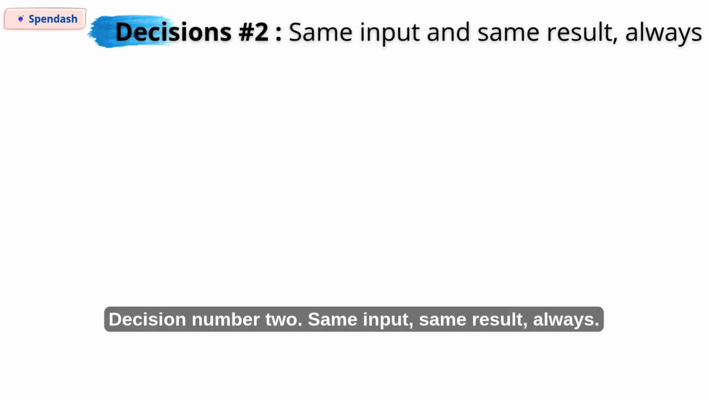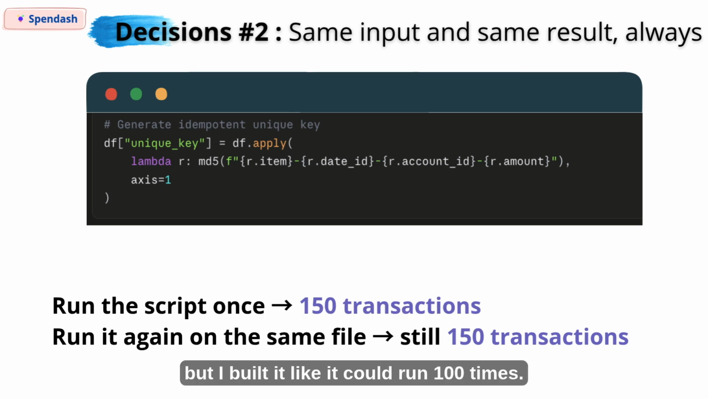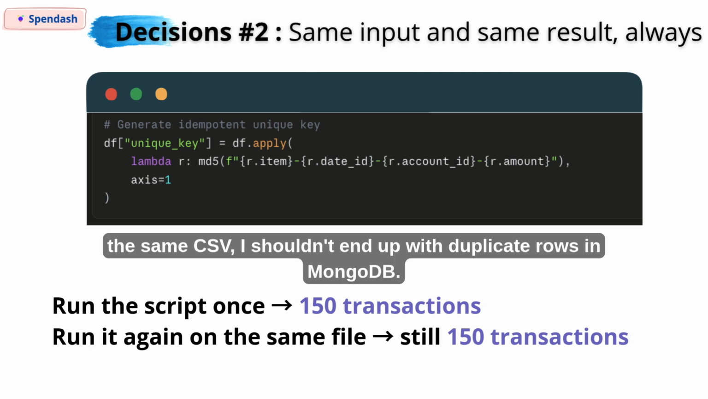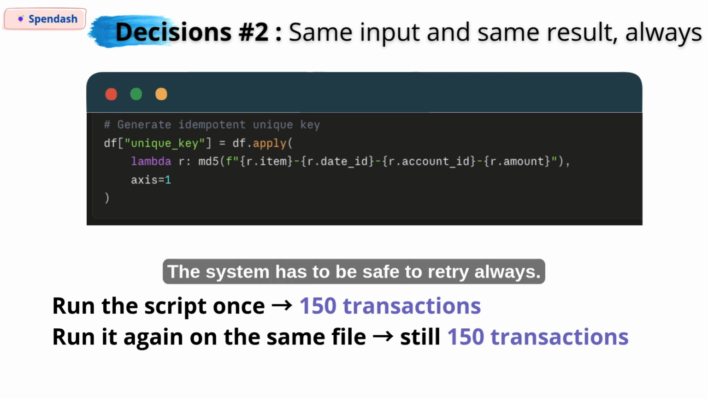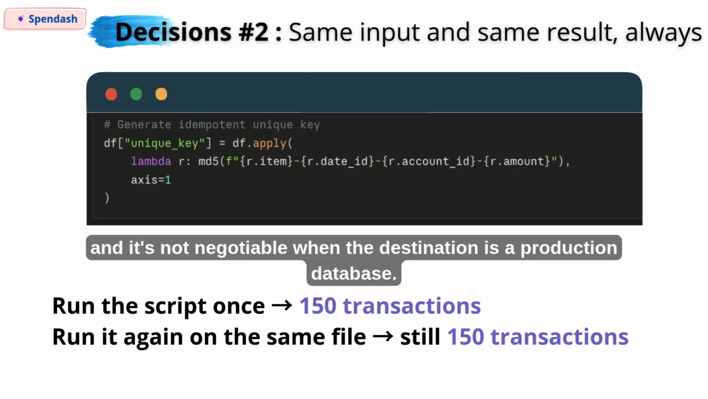Decision number 2. Same input, same result, always. The pipeline runs once a month, but I built it like it could run 100 times a day. If I accidentally reprocess the same CSV, I shouldn't end up with duplicate rows in MongoDB. The system has to be safe to retry, always. That's idempotency, and it's not negotiable when the destination is a production database.